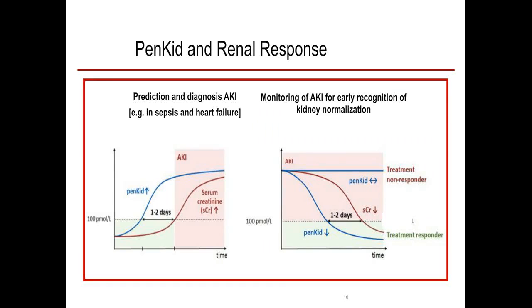Here's some data to show the response of PENKID in relation to renal injuries. On the left side, you can see that PENKID at the cut point of 100 picomole per liter will actually rise up to 2 days prior to creatinine when AKI is present or develops. In my field of acute congestive heart failure, this is very important and would lead me to a number of things that I might do differently, such as diuretics, ACE inhibitors, things like this.